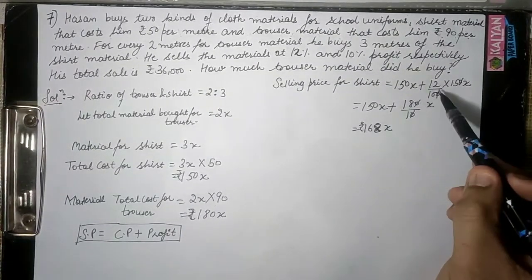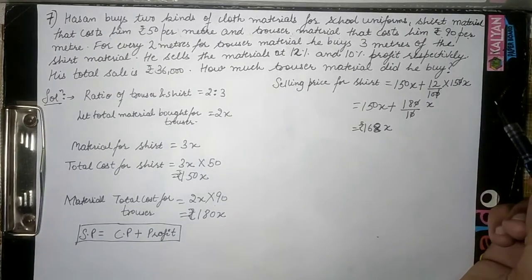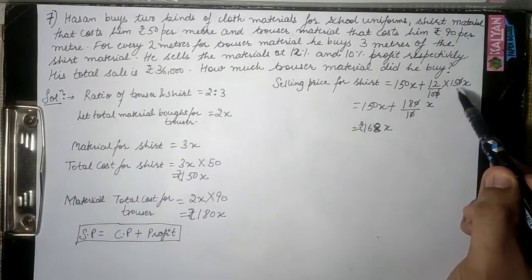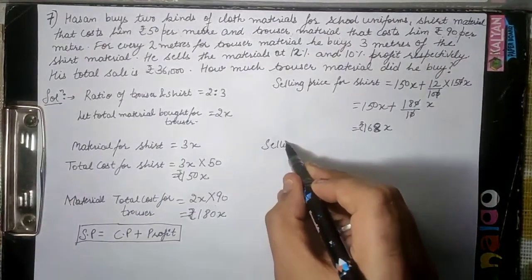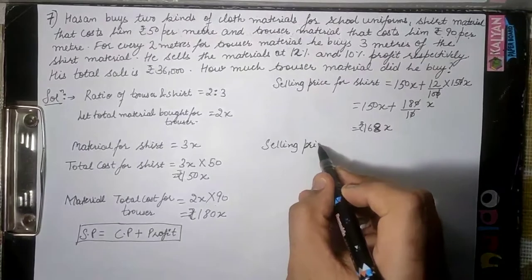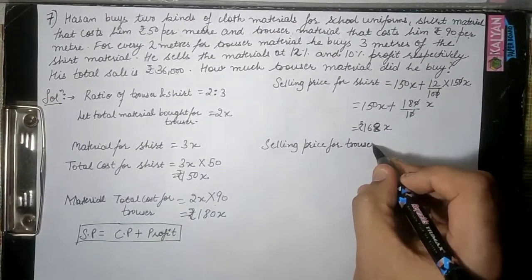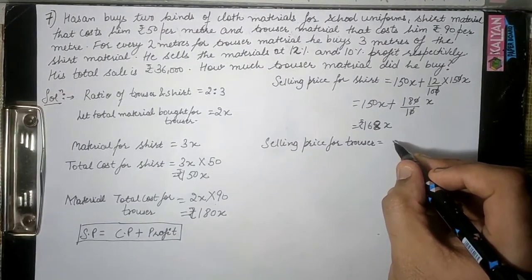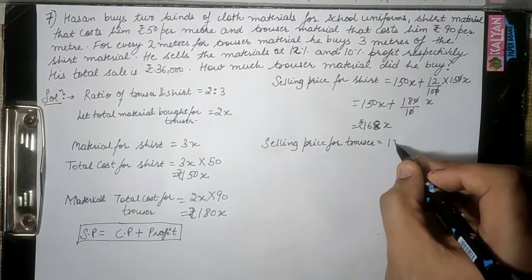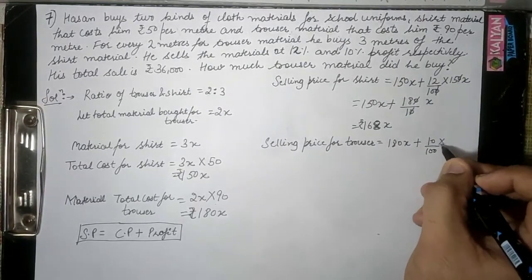Cost price plus profit. Profit percent is given. So how to convert into rupees? 12 by 100 into the cost price. Similarly, the selling price for trouser, which is 10%, will be equal to the cost price of trouser, which is 180x, plus 10% of this 180x.